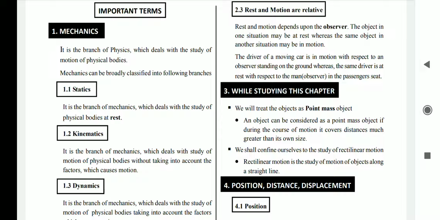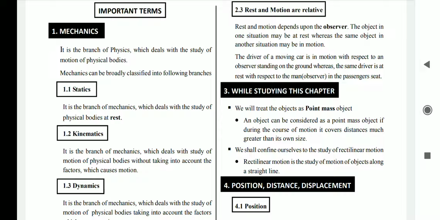The third category is dynamics. It is that branch of mechanics which deals with study of motion of material bodies while considering the factors which are responsible for the motion. That is, force is considered here.